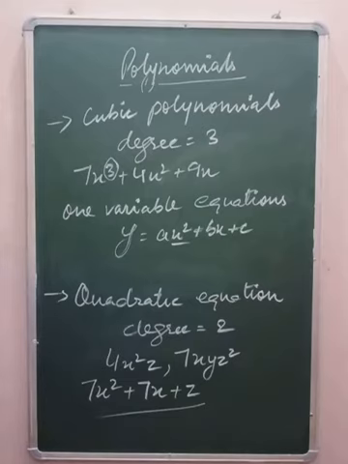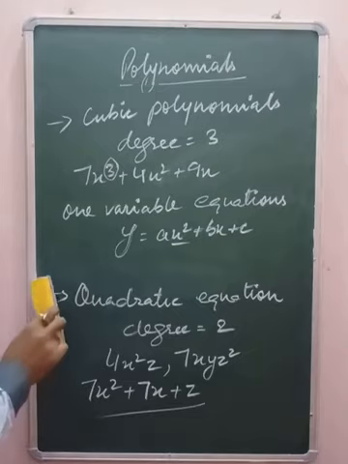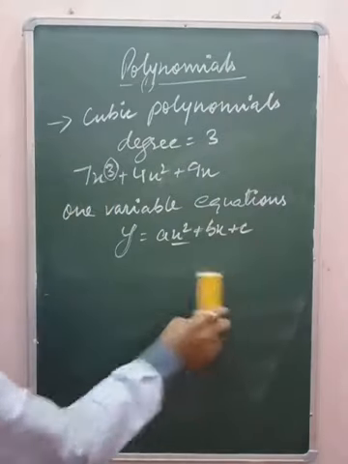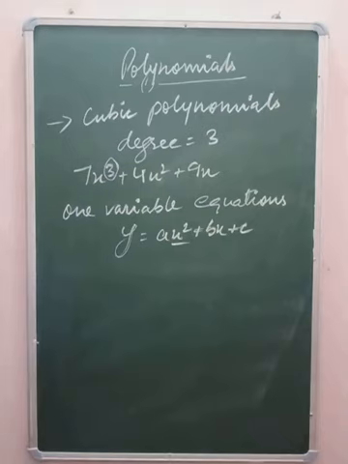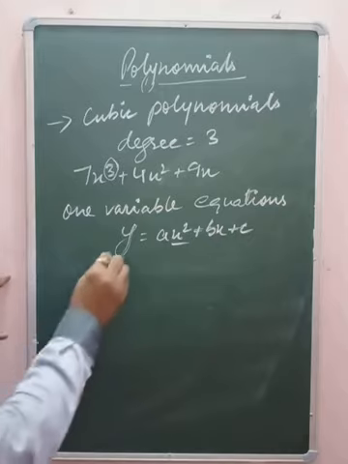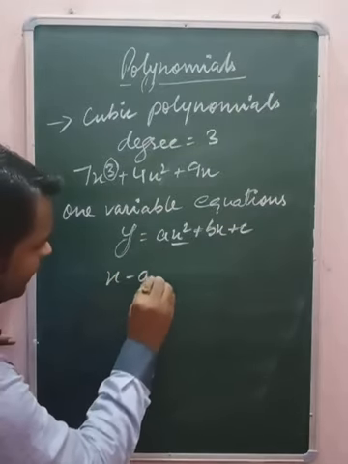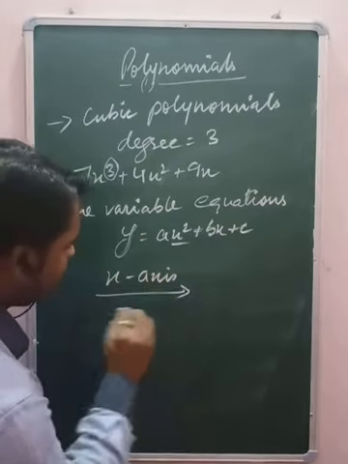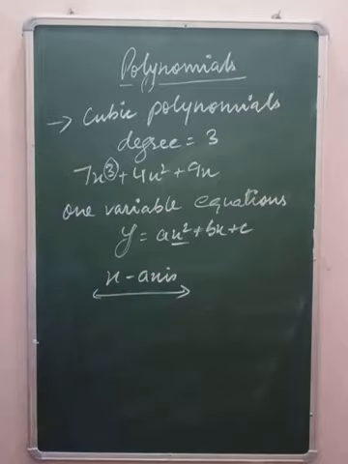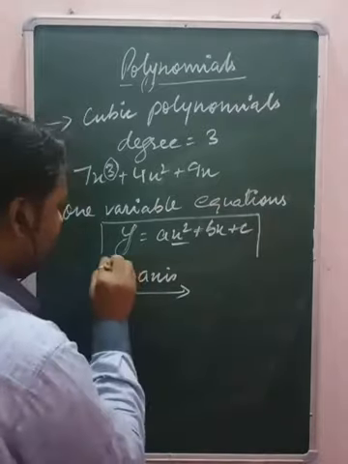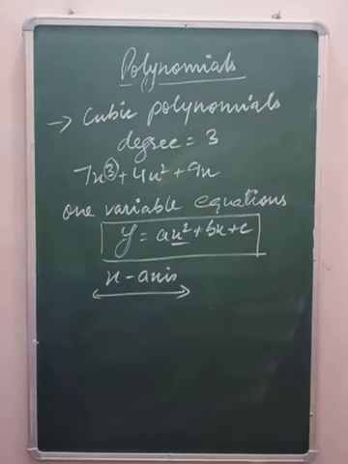This type of equation you have studied in standard 9 also, and in that class you have studied how to represent them on the graph. In this class also we will represent them on the graph, but in a different way. Here we are going to study only on the x-axis. The general formula for the equation will be y is equal to ax square plus bx plus c. So this was all about the polynomials, types of polynomials, and what we are going to study in this class.